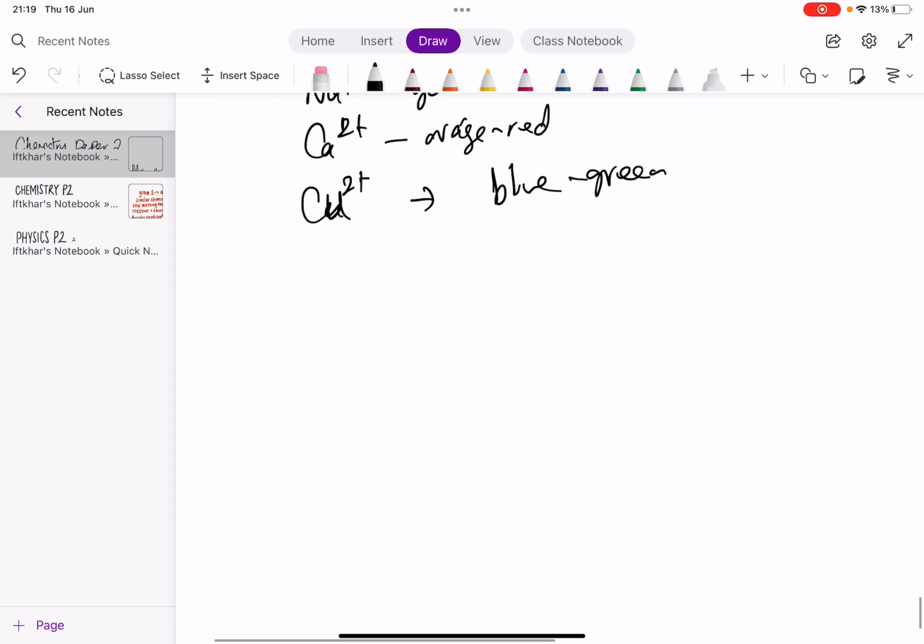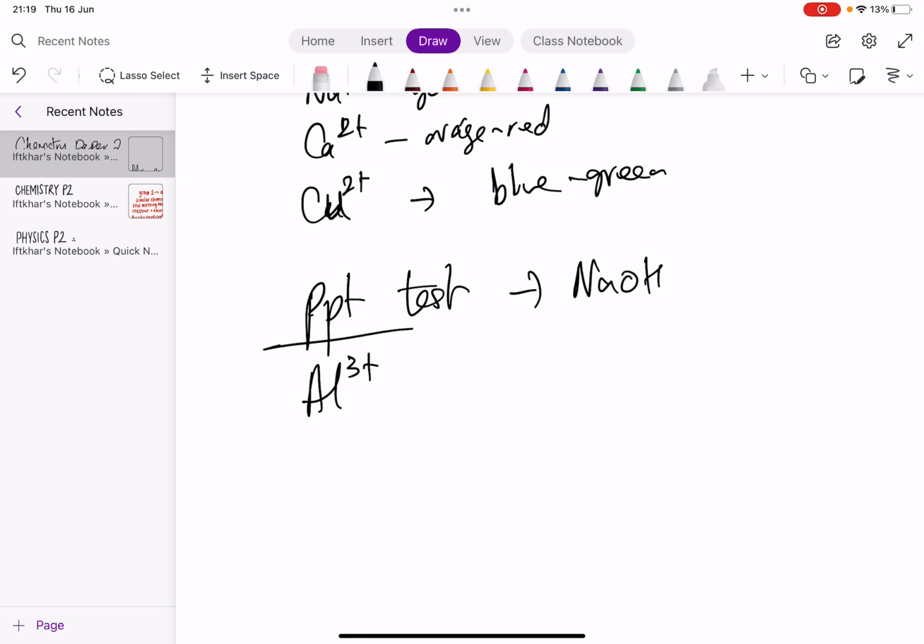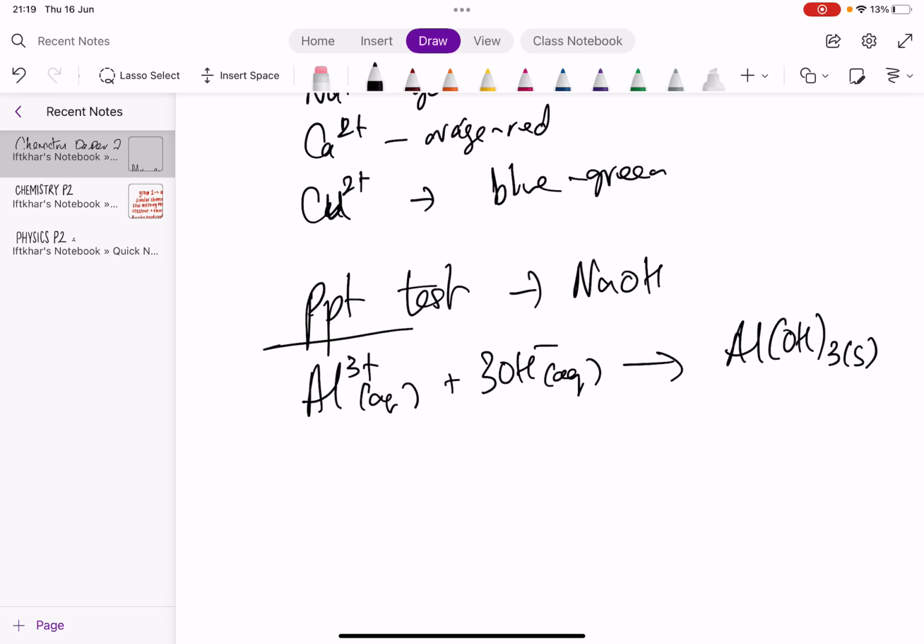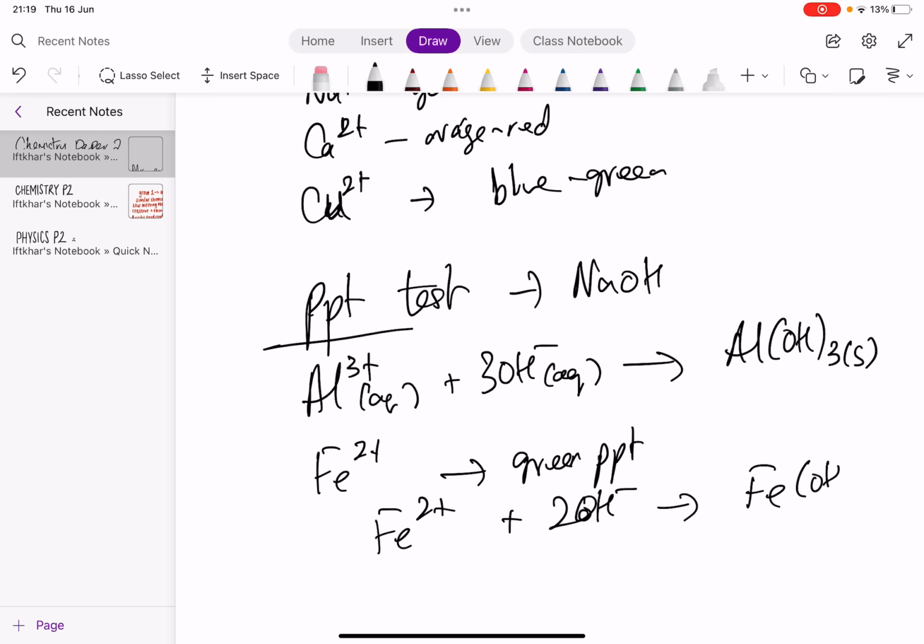What about tests for positive ions? This is what I call PPT, the precipitation test. Aluminium ion: here we add sodium hydroxide to a solution of aluminium ions, and this will produce, and I'm writing the ionic equation here, a white precipitate of aluminium hydroxide which dissolves in excess sodium hydroxide. Iron 2 will produce a green precipitate: Fe2+ plus 2 hydroxide ions forms Fe(OH)2 solid.